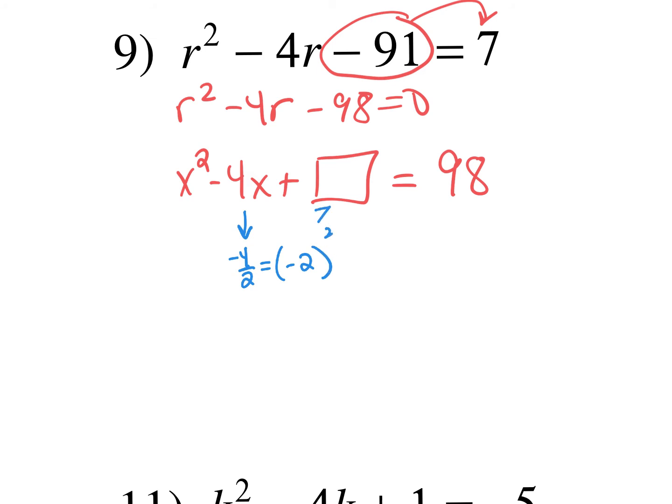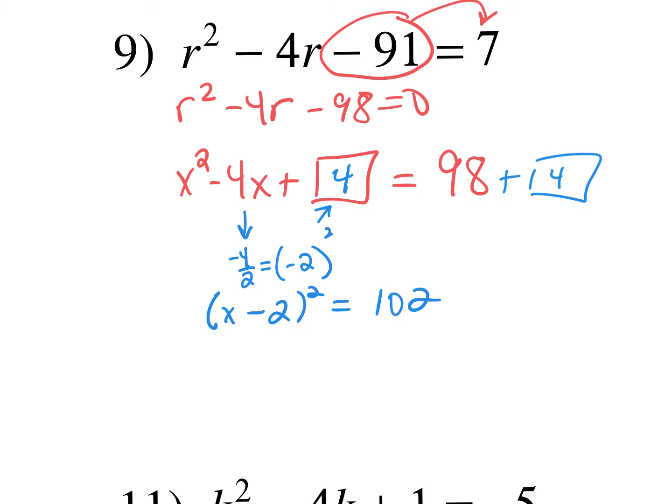Good. You guys are doing a really good job. So on the left-hand side, what does my parenthesis look like? x minus 2, because it's negative, good, equals, I have to square negative 2, which becomes 4, so 98 plus 4 is 102, all right? Now we go through the same process of solving that we've done 27 times already today.